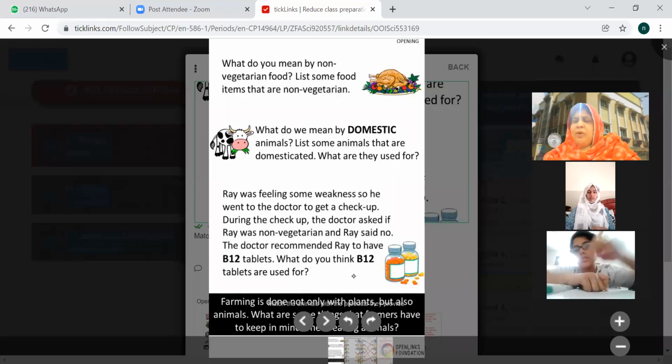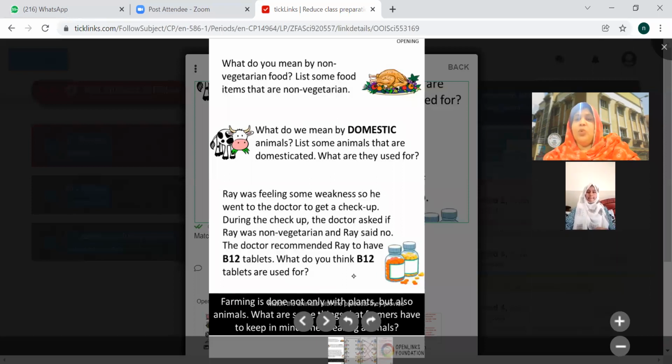What is very important to notice here is the doctor first asked him, are you a non-vegetarian? Ray said no, he's a vegetarian. So then the doctor said, if you're a vegetarian, you are feeling weakness because you have a B12 deficiency, and gave him B12 tablets. So can you guess what B12 contains? What is it that Ray was not getting in his vegetarian food?